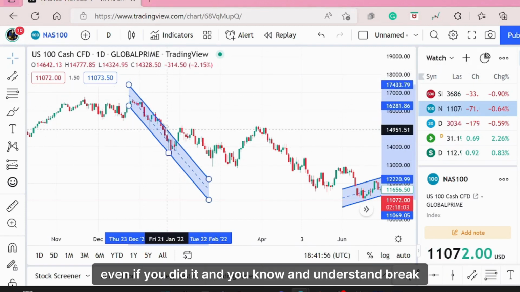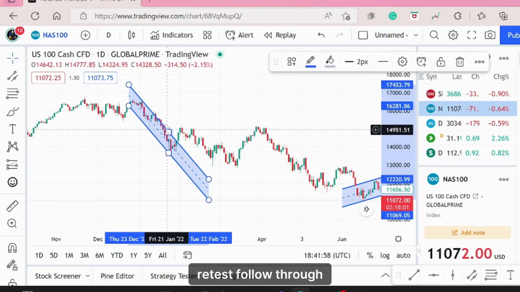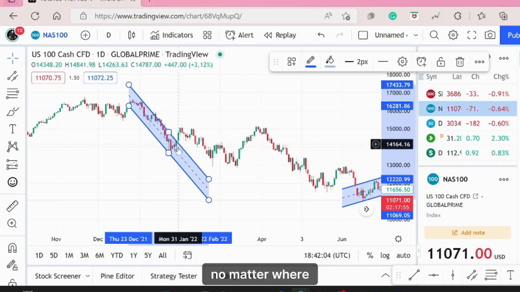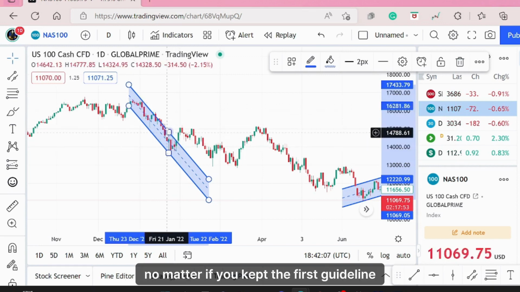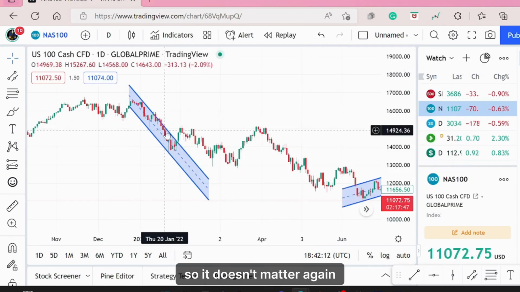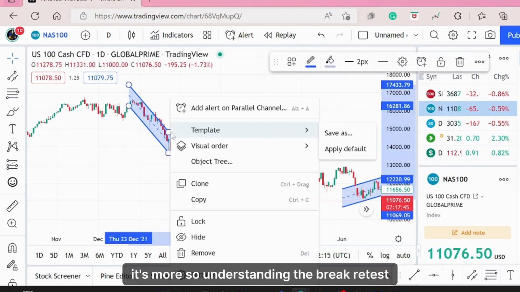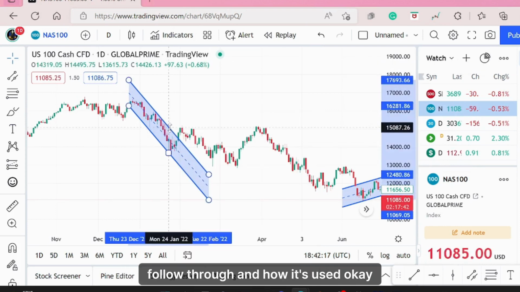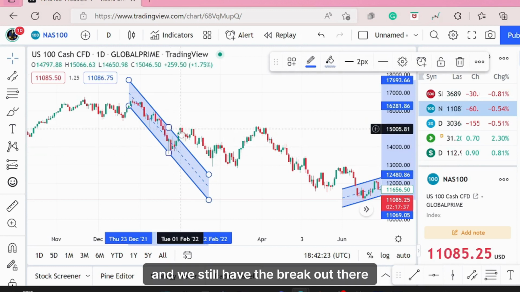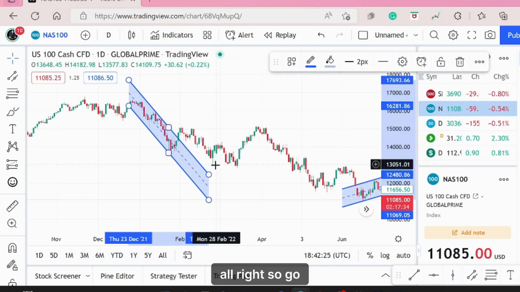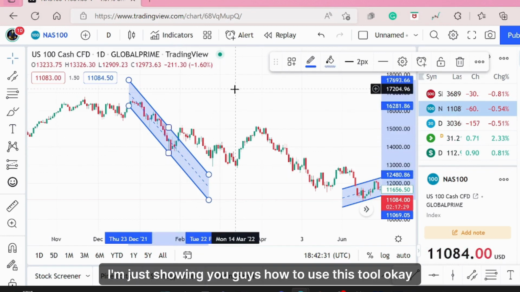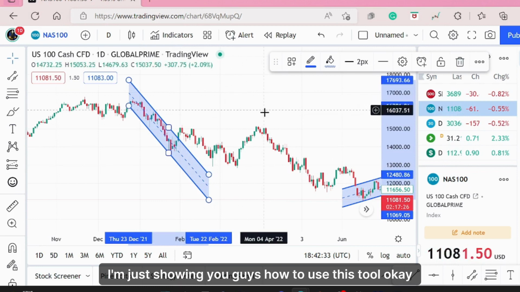Even if you know and understand break, retest, follow through, the market still came out in that same area, no matter if you kept the first guideline, the first candlestick, the first peak, or you use the second one. So it doesn't matter. It's more so understanding the break, retest, follow through and how it's used. So we have it here and we still have the breakout there to go for a buy, but you can see that it never came back to retest, so none of this is valid. But that doesn't matter. I'm just showing you guys how to use this tool.